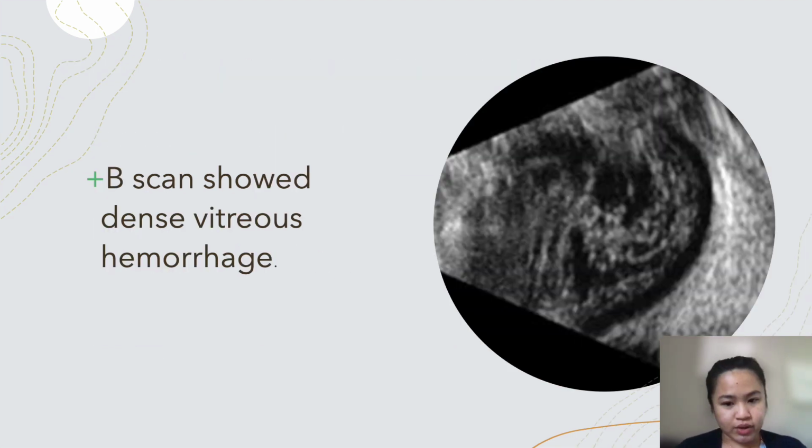A B scan was ordered by the doctor and it revealed dense vitreous hemorrhage. Vitreous hemorrhage can be diagnosed through different imaging tests. It can also be seen in a fundus photo, but since there's no view and the doctor wanted to check if the back of the retina is attached, because sometimes diabetics have tractional retinal detachment, the B scan was used. It showed that they only have dense vitreous hemorrhage.